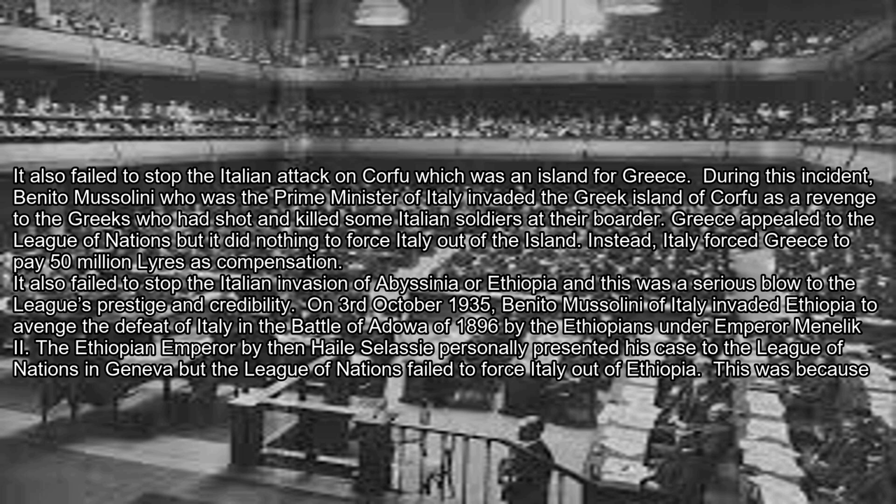It also failed to stop the Italian invasion of Abyssinia, or Ethiopia, and this was a serious blow to the League's prestige and credibility. On 3 October 1935, Benito Mussolini of Italy invaded Ethiopia to avenge the defeat of Italy in the Battle of Adwa of 1896 by the Ethiopians under Emperor Menelik II. The Ethiopian emperor, by then Haile Selassie, personally presented his case to the League of Nations in Geneva, but the League of Nations failed to force Italy out of Ethiopia. This was because the economic sanctions that were imposed on Italy did not include oil and coal. These were major energy sources that would have forced Italy out of Ethiopia.